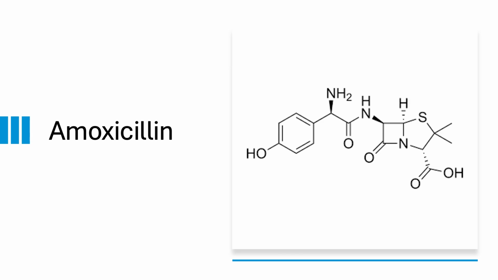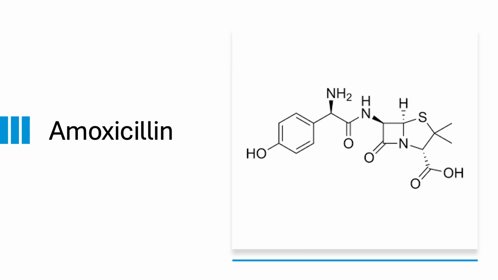Finally, we have amoxicillin, a penicillin antibiotic used to treat a variety of bacterial infections. It's one of the most commonly prescribed antibiotics for children. So it also has a slightly complex structure. We start with the beta-lactam ring. Then we will attach the thiazolidine ring to the beta-lactam ring.